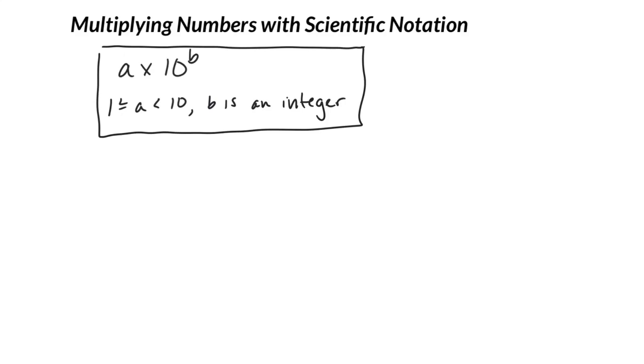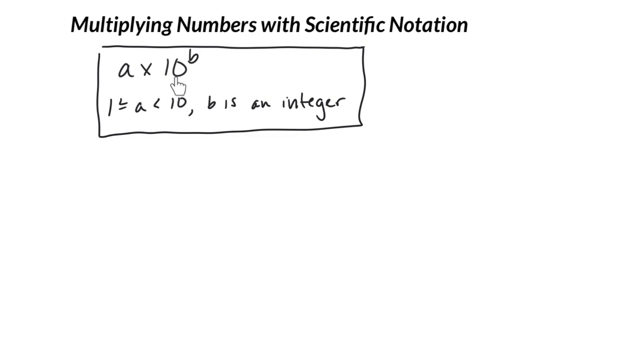I want to talk about how we multiply numbers that are both written in scientific notation. And I put a reminder here of the format of a number in scientific notation. It's a number A, where A is just some number between 1 and 10. So it's not a two-digit number, and it's not a decimal. It's not like 0.93. It's got to be a number between 1 and 10.